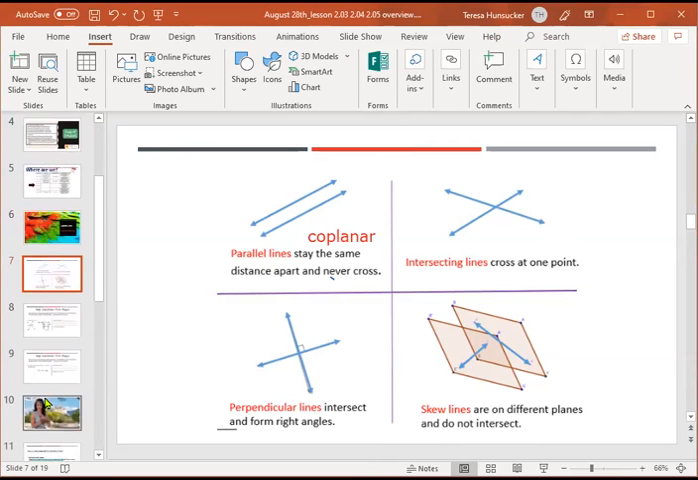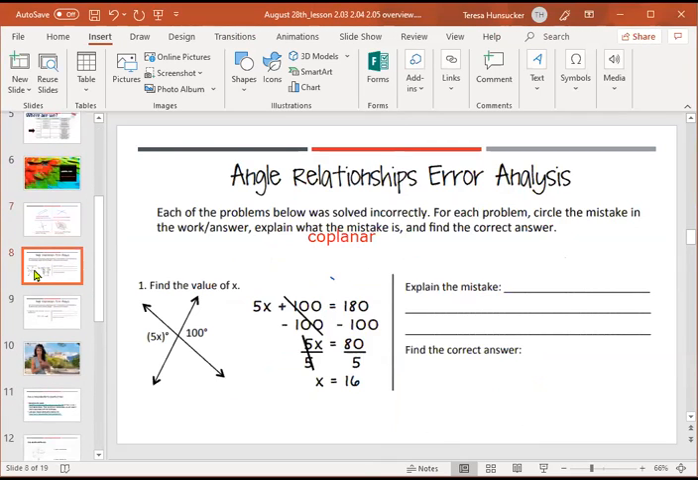All right. So we know skew, we know coplanar. Okay, here we go. The problem below has a mistake, but I want to give everybody some time to find the mistake, okay?